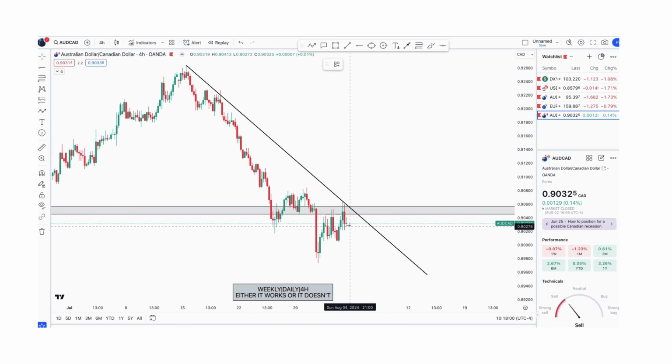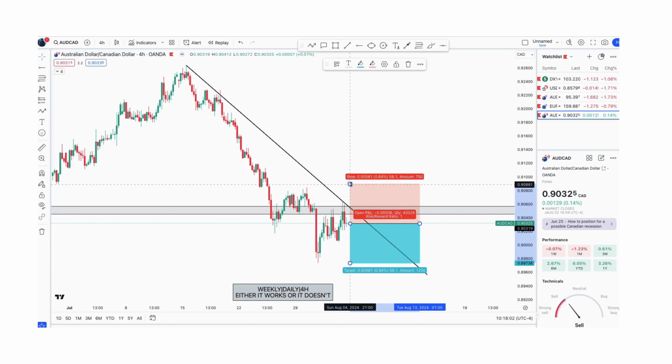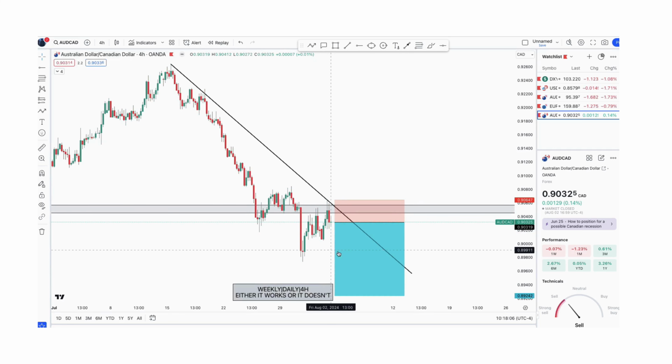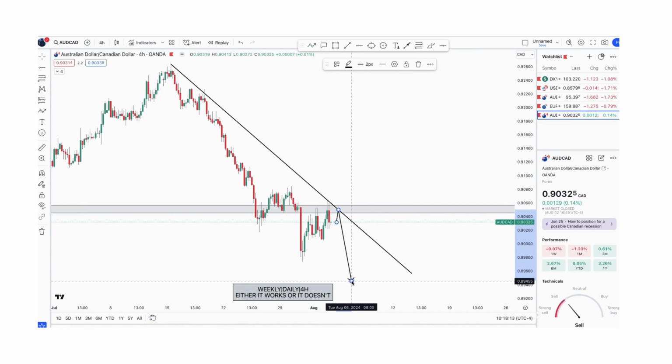So we're going to see if we can possibly get a short going into this week off of this area here, and then dropping back down for a 1 to 3 risk to reward. So this week, just seeing if we can get a small pullback back into this area, another rejection candle, and then going to go short going into this week. That's going to be AUD CAD.